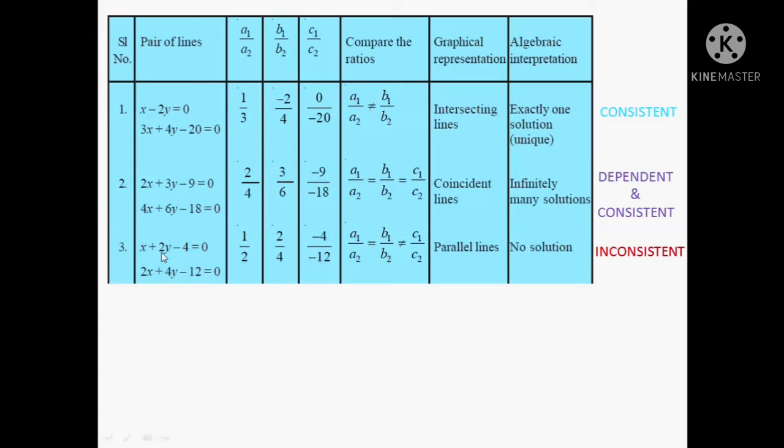Now let us see the third pair of equations. Here look at the ratio of the coefficients. Only c1 by c2 is not equal to b1 by b2 and a1 by a2. You see this ratio and this ratio. The only difference is they are not equal to the constants, that is c1 by c2. They are parallel lines. We know that parallel lines are not going to meet each other, so there will be no solution and they will be inconsistent.